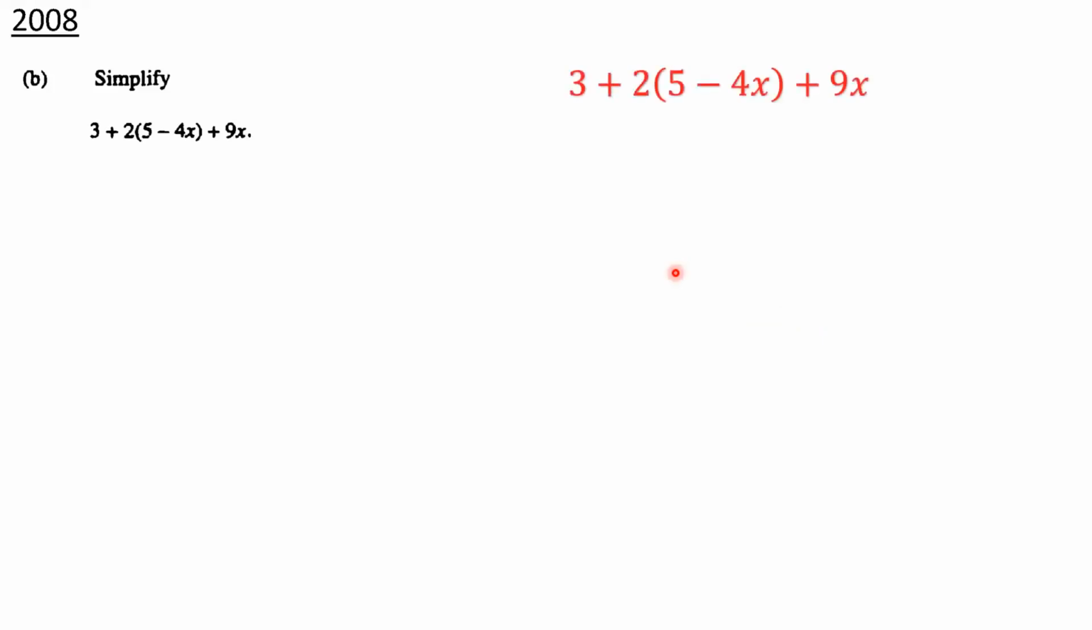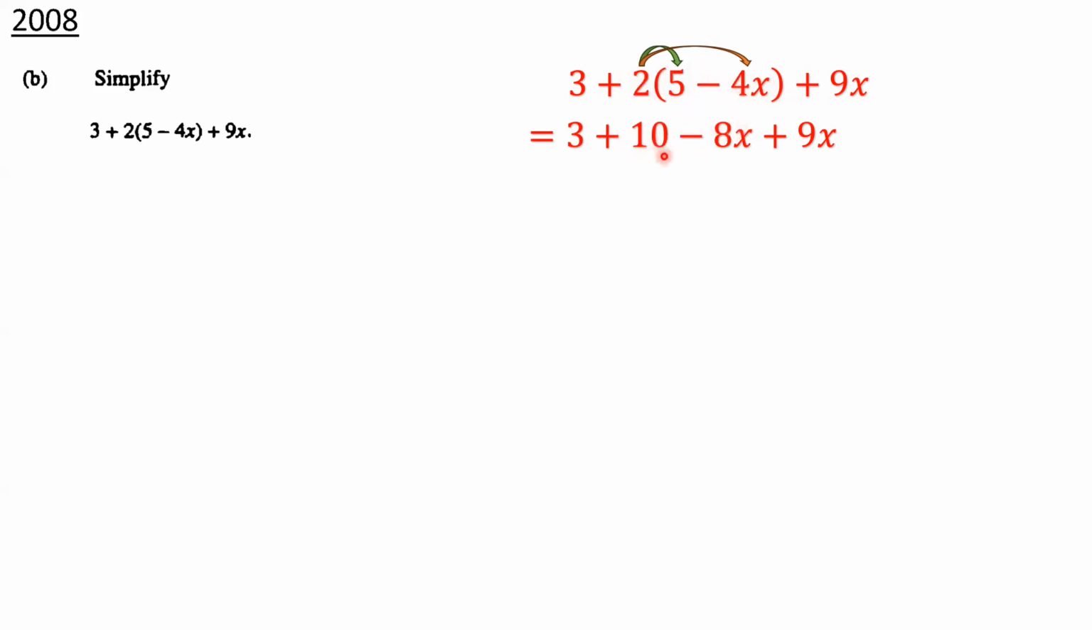Here we have 3 plus 2 open bracket 5 minus 4x close bracket plus 9x. We're going to multiply the 2 by the 5 and the 2 by the 4x. 2 times 5 is 10 and 2 times 4x is 8x. And so again, 2 times 5 is 10 and 2 times 4x is 8x.